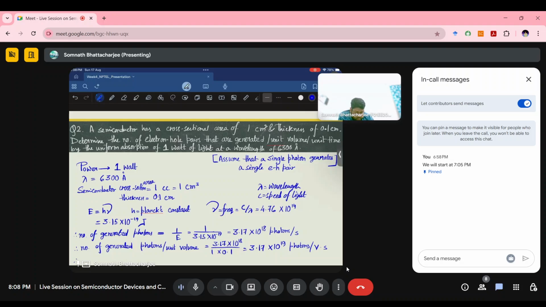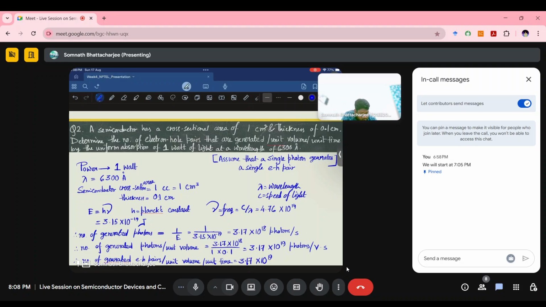Okay. So as we have assumed already that there's a single electron hole pair for a single photon, the number of generated electron hole pairs per unit volume per unit time is nothing but 3.17 into 10 to the power of 19.